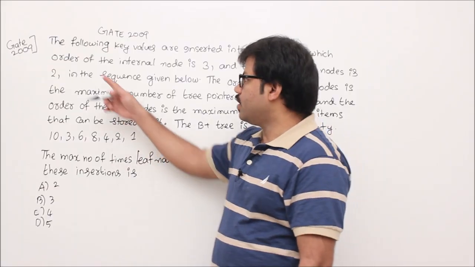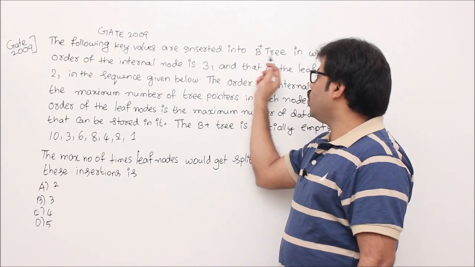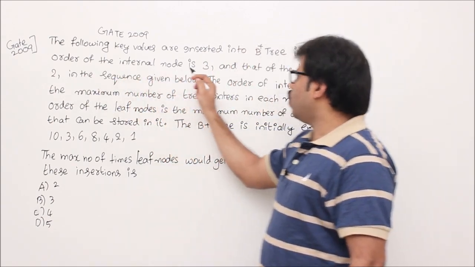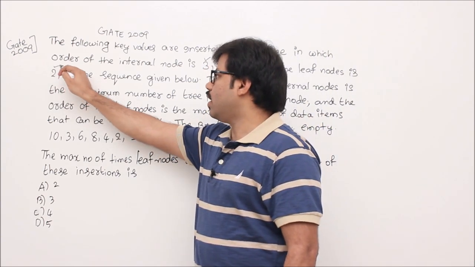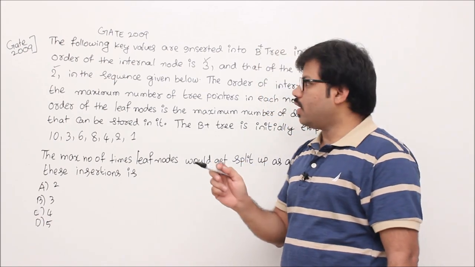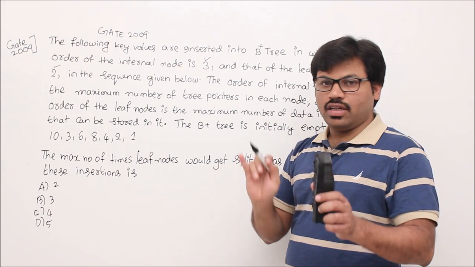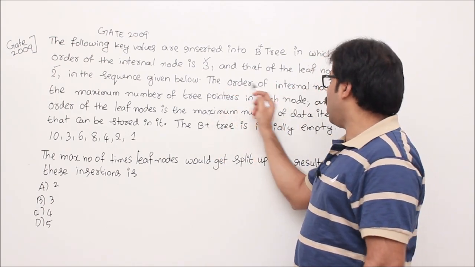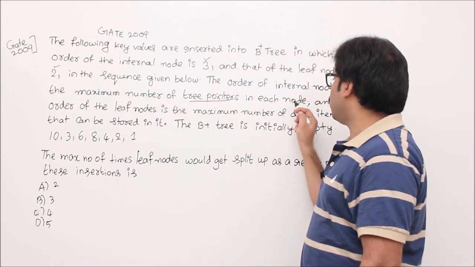Okay, let's see this GATE question which was asked in the 2009 paper. The following key values are inserted into a B plus tree in which the order of the internal node is 3, remember it, and that of the leaf nodes is 2. So there are 2 orders, leaf order and internal node order, in the sequence given below. The order of internal node is C. In the problem itself they mentioned what the order of internal node is. We'll read it. The order of internal node is the maximum number of tree pointers in each node.